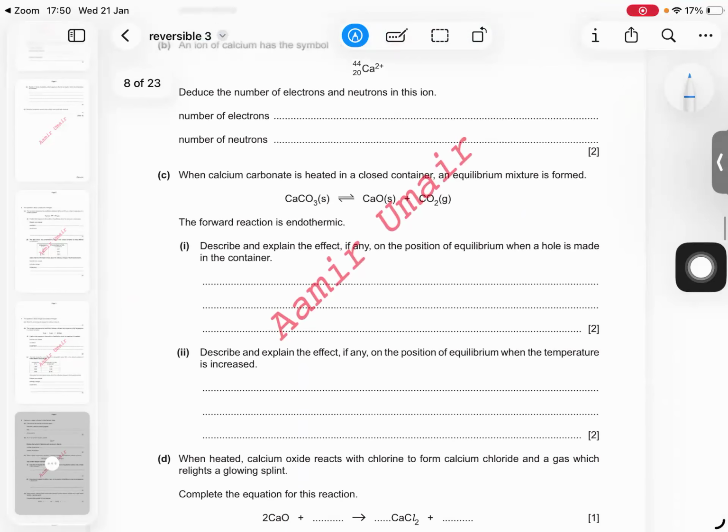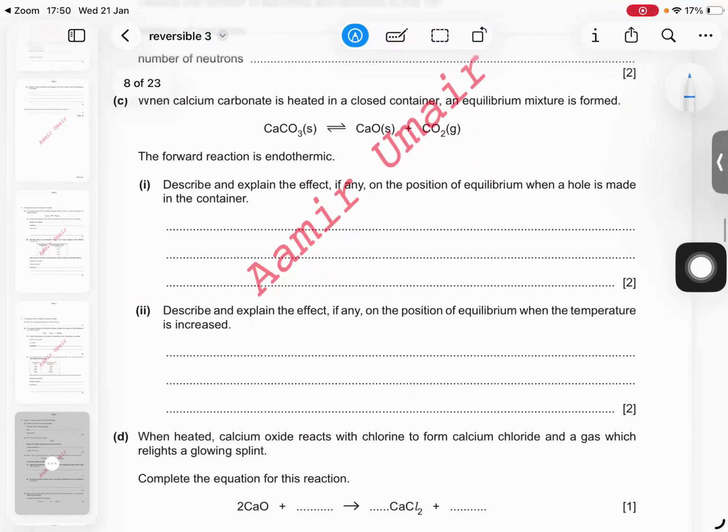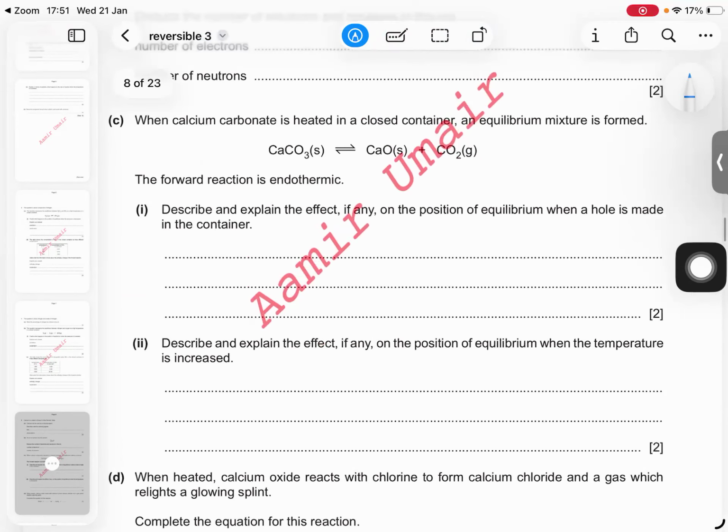Okay, next here. Calcium carbonate is heated in a closed container and an equilibrium mixture is formed. The forward reaction is endo. Describe and explain what effect, if any, on the position of equilibrium when a hole is made in the container. Okay, 20 seconds.